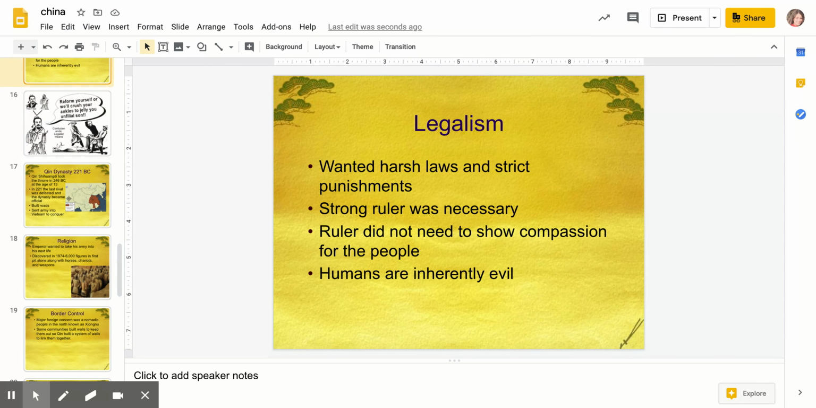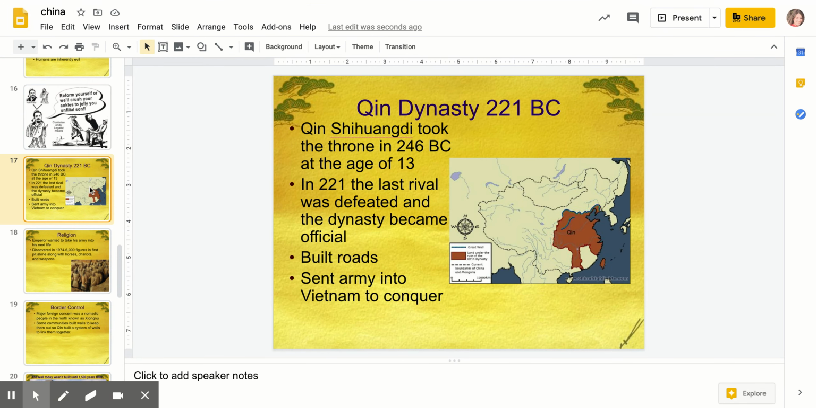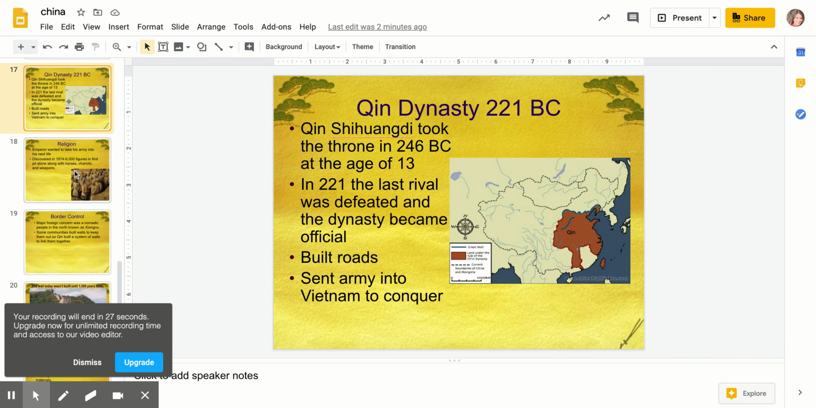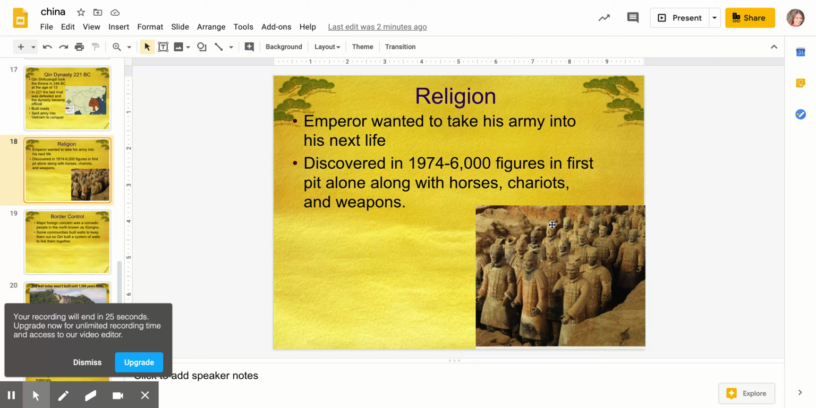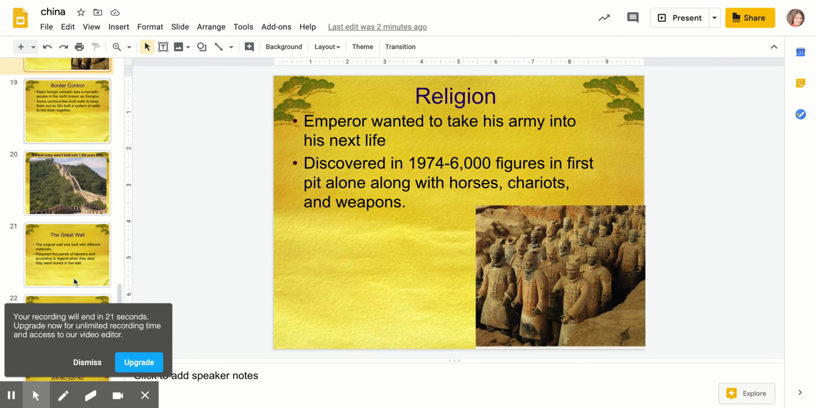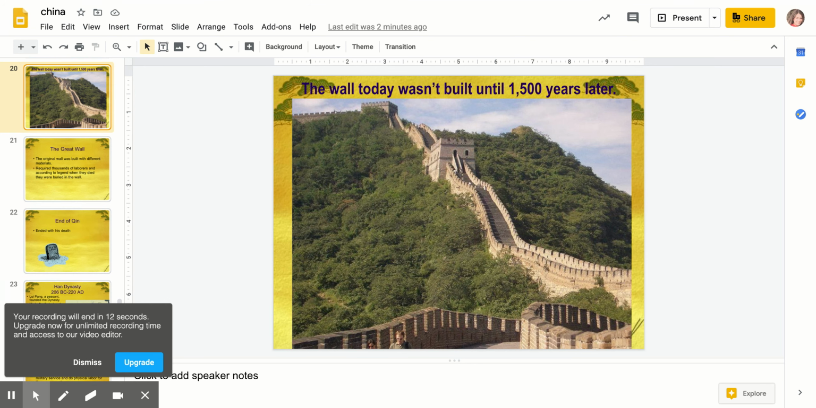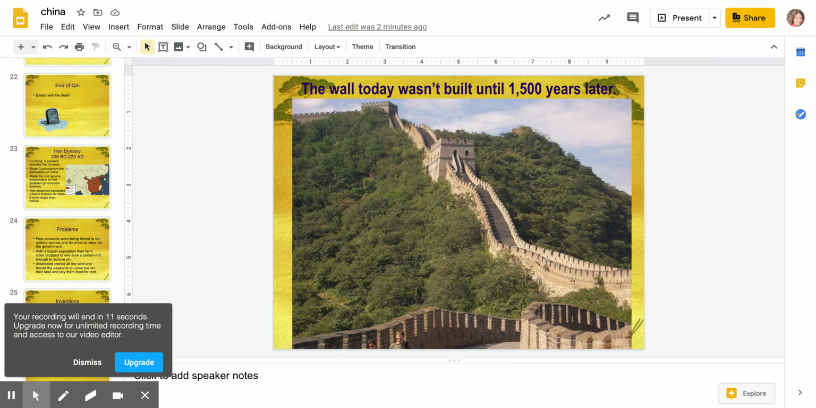Okay, the Qin dynasty is famous for having a ruler that started when he was 13. Granted, he didn't really become the full ruler at 13, but he started his takeover process then. He is the one that built the Terracotta Army to take all of his soldiers into the afterlife with him. He is also famous for building the Great Wall of China, though not the Great Wall that you see today. That wall was built 1,500 years later, but he did build a Great Wall to help keep out a northern enemy.